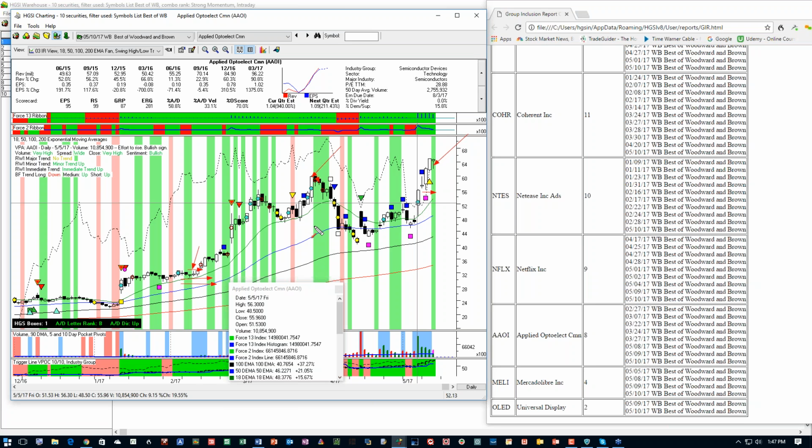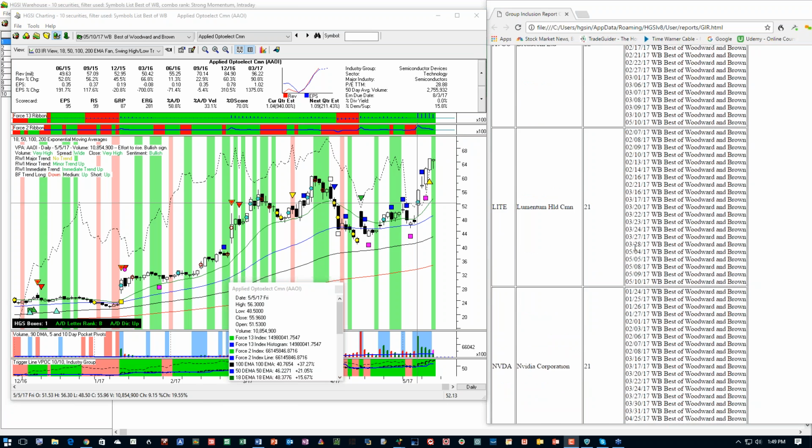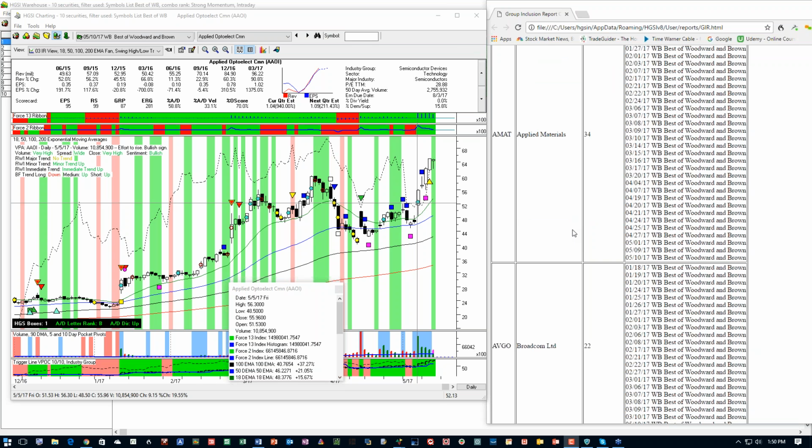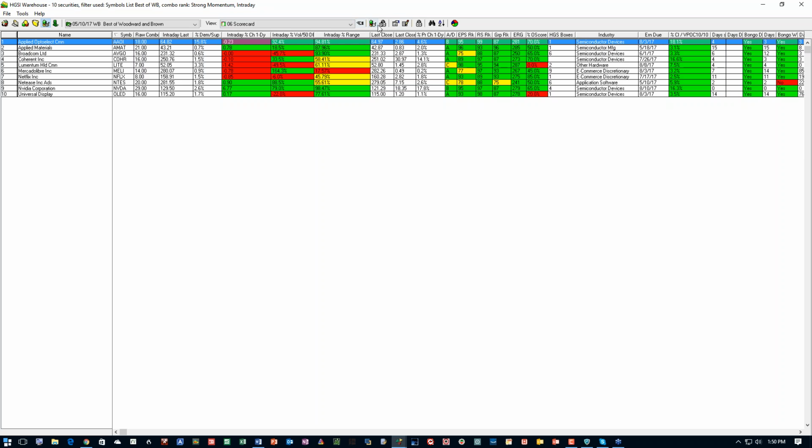You want a stock in an uptrend if you're going long, and you want to see a contraction area where risk is lower. Okay, so I'm kind of getting off of what I want to do here, but I just want to show you that these stocks in the Best of Woodward and Brown appeared multiple times. The best stocks appear over and over and over. Now let's do something else with this. Let me take this same list of 10 stocks and let's look at it with the top 50 group inclusion report for 2017.